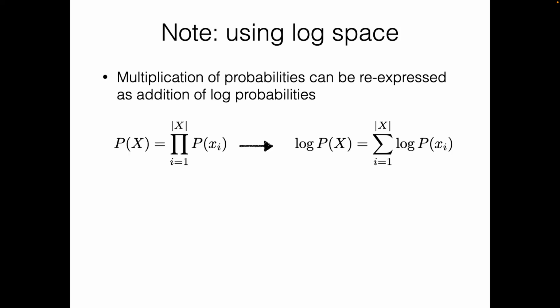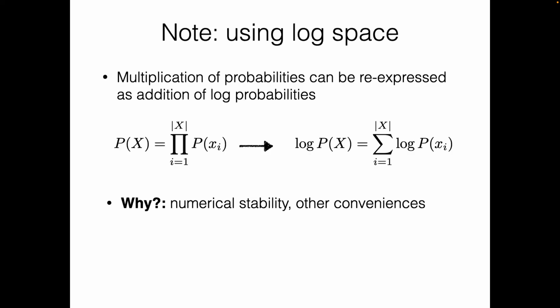First, you can re-express these products in terms of sums when you're using logs. And when you have really small probabilities getting multiplied together, that will usually result in numbers that are too small to even store in the computer. So that can lead to issues of numerical stability. In practice, you see these logs used a lot, so we'll just get comfortable with seeing log probability instead of probability.